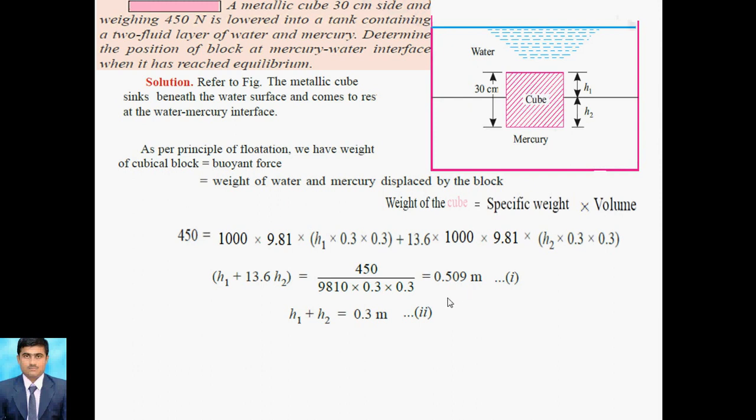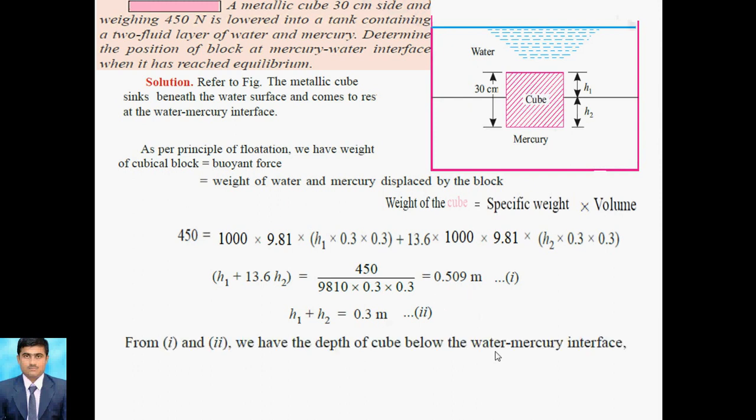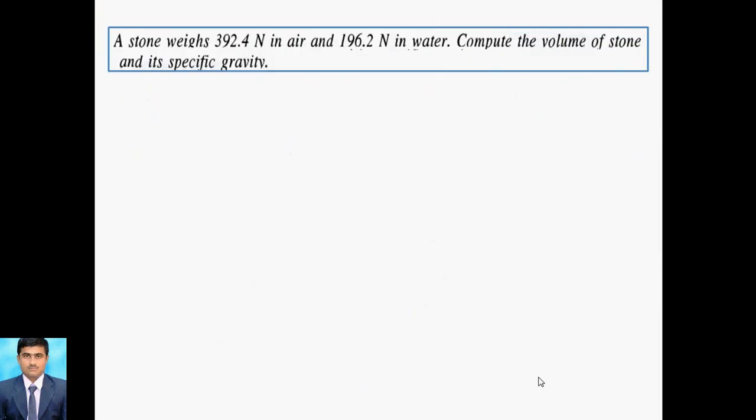After equations 1 and 2, we can solve them for the H1 and H2 values. After that, we get the value of H2, which is the position of the interface. So the position of the interface is required here, and after the solution, we get the value of H2 as about 0.01658 meter.